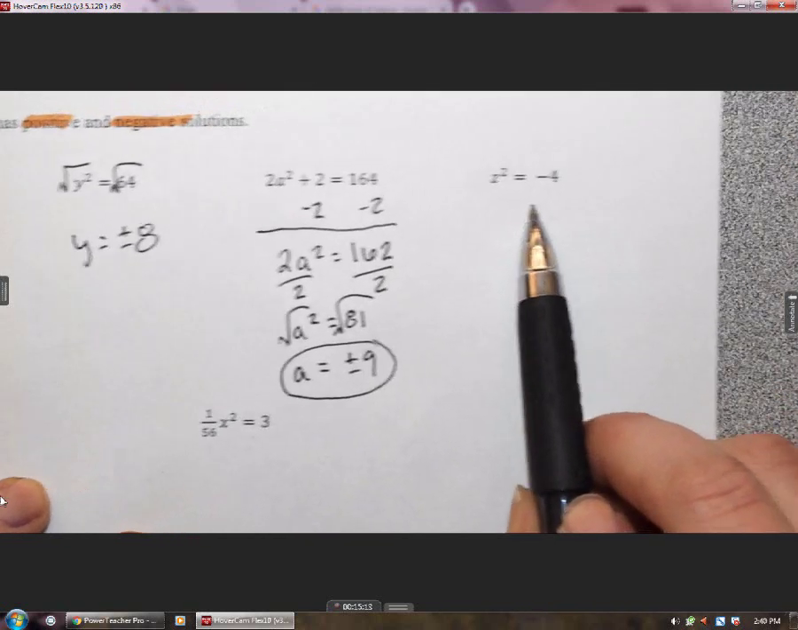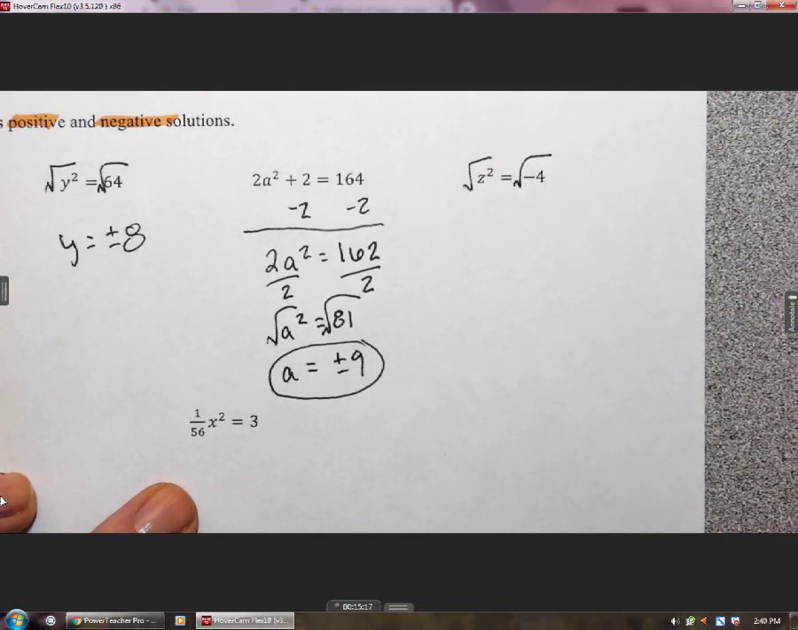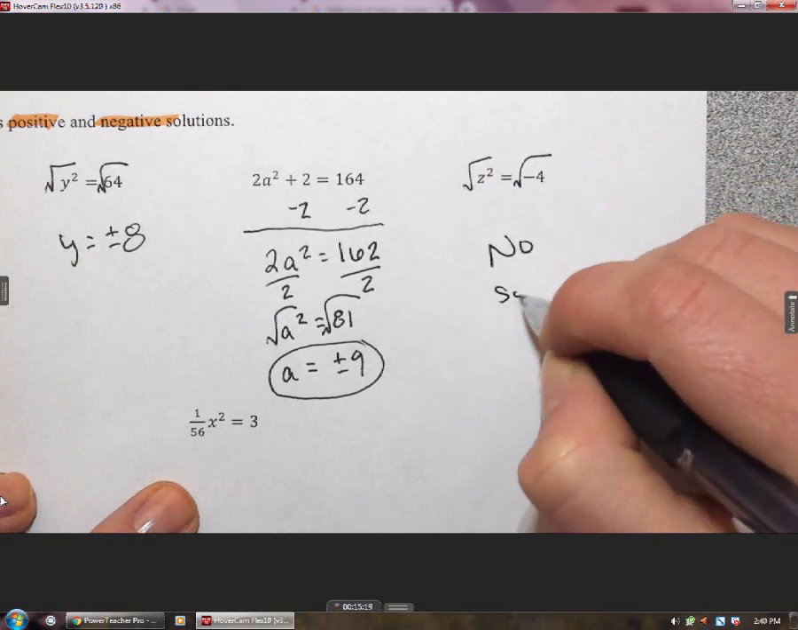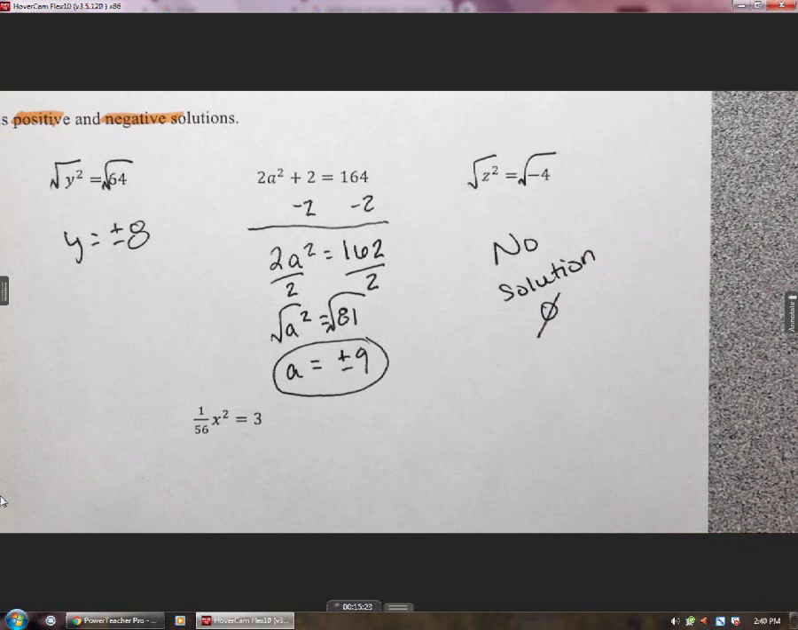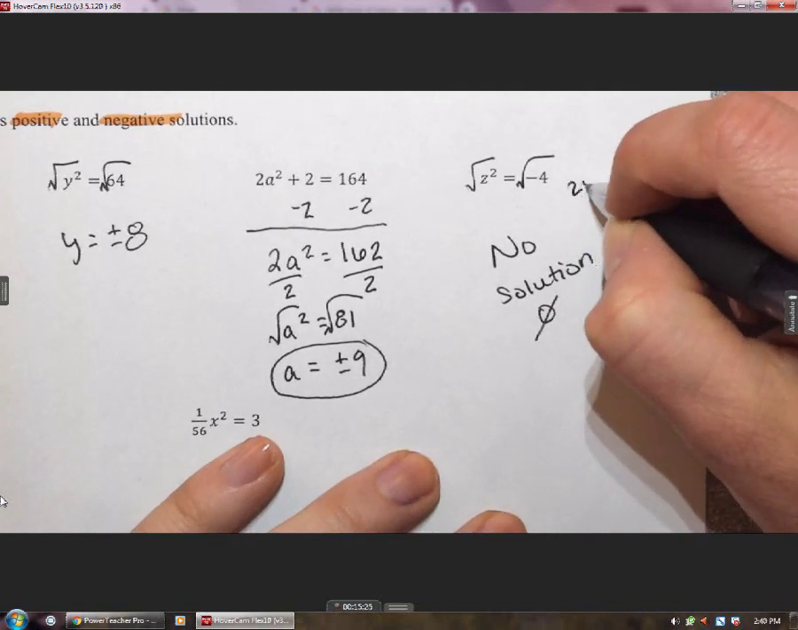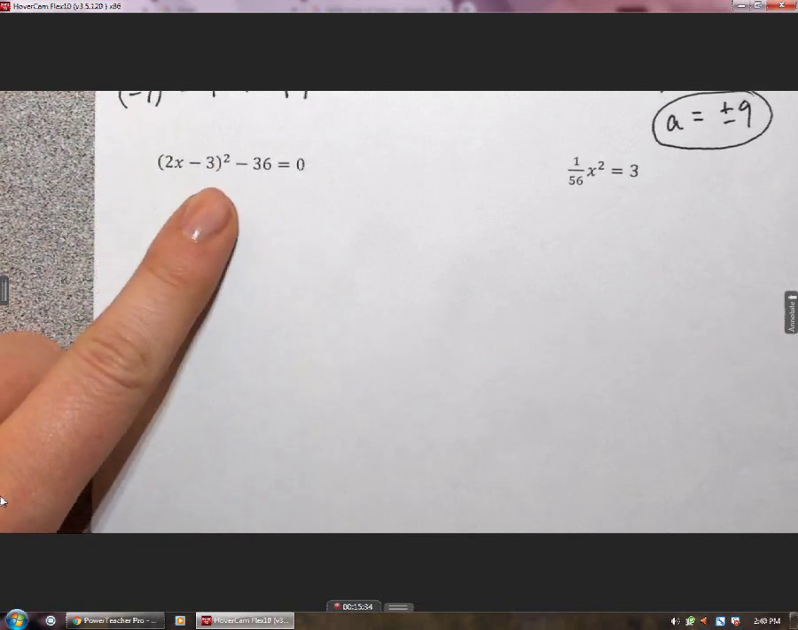On this one, can you take the square root of a negative number? No. So this is no solution. Technically, it's no real solution. You're going to learn later in Algebra 2 that this is technically 2i. I is an imaginary number. I wish I could teach you guys that. It's like my favorite stuff to learn about, but I can't. It's not Algebra 2. It's all right. Okay, this is one worth writing down.